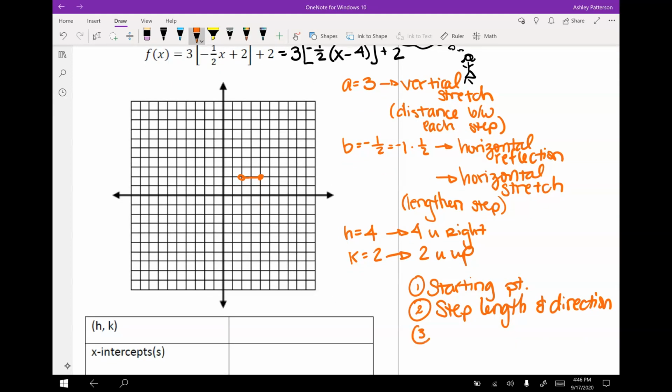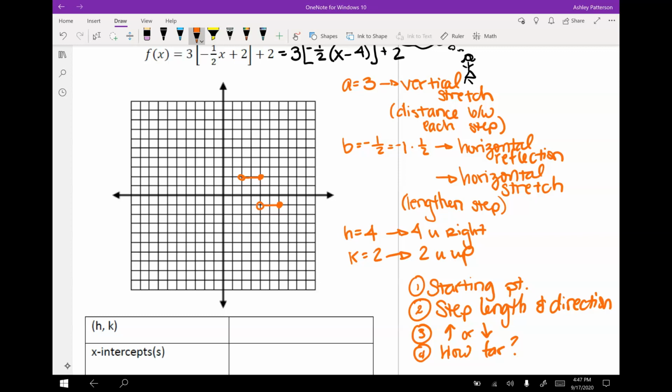Step 3 would be, do we go up to the next step or down? And then step 4 is how far? So since we do have a horizontal reflection, that means that to the next step, we go down. And since there's an A value of 3, I'm going to go down 1, 2, 3 units to my next open circle and over 2. How do I know it's an open circle? Because you cannot have closed circles at the same X value location. Otherwise, it's not a function.